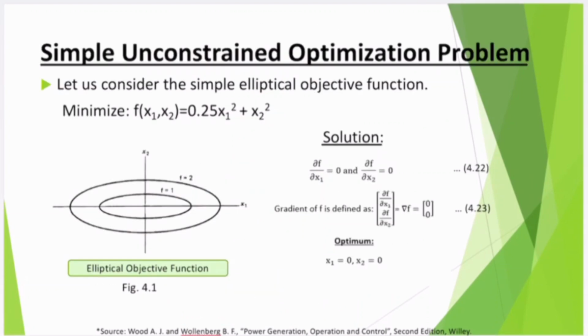Now, if you talk about a simple unconstrained optimization problem, you can solve many problems. That is f of x1, x2, which is given as 0.25 x1 square plus x2 square. You can solve this problem easily by taking the different variables and differentiating with respect to x1 and x2 equal to 0, and then you get the gradient of that equation, and then you can get the optimization value for both x1 and x2.